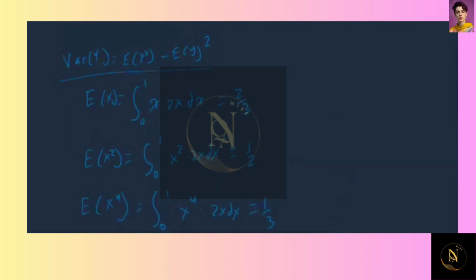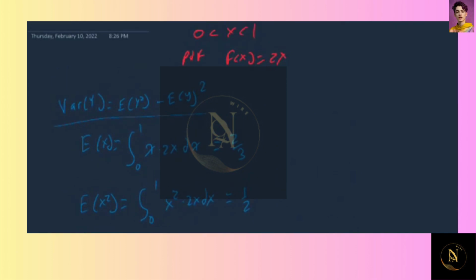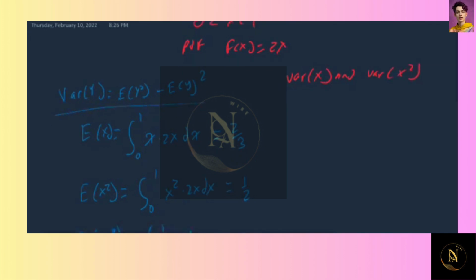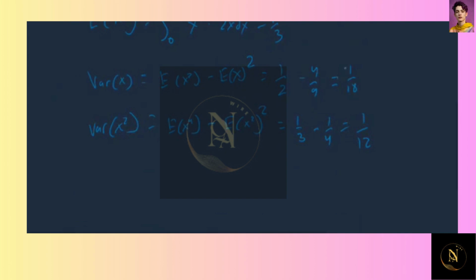So using this formula, we actually were able to find var of x and var of x squared. We plugged in and found the integrals. Var of x was 1 over 18, and var of x squared is 1 over 12.